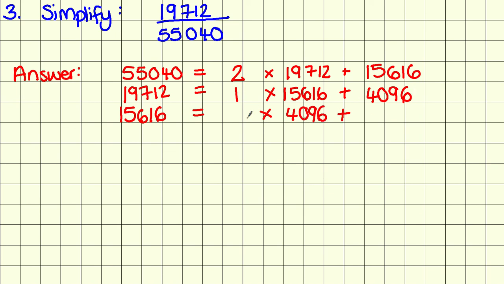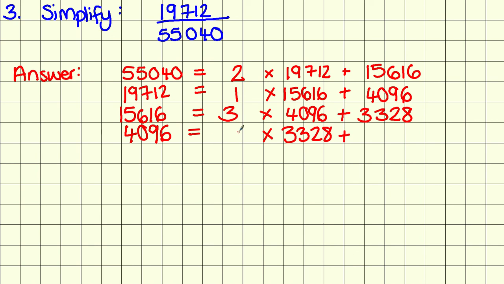Okay, so I'm just going to divide these 2 numbers. So it goes in 3 times. Let's work out our remainder. Remainder is 3,328. Again, we're just going to keep going here. So number in the middle gets shifted along. It's 4,096 equals something times 3,328 plus something. So numbers should be getting smaller each time.